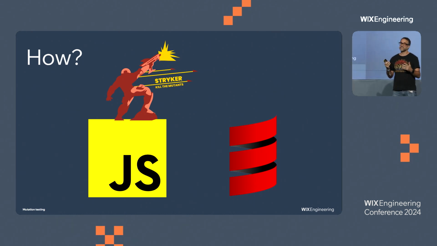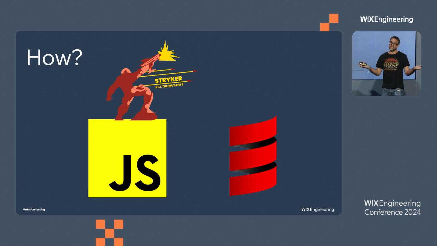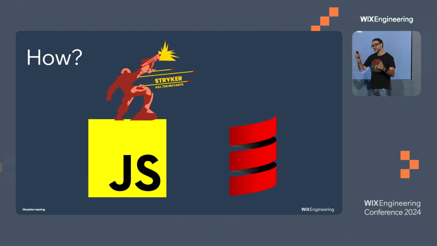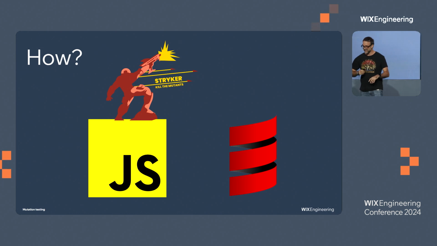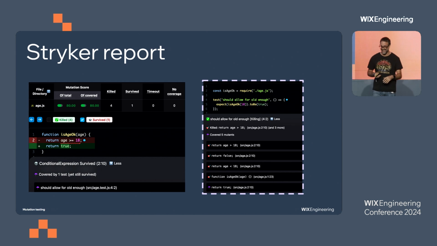Out of the box, Striker supports both JavaScript and Scala. Coincidence? I don't think so. I think fate wants Wix to use Scala. No, not Scala. To use mutation testing. Scala, what is Scala?